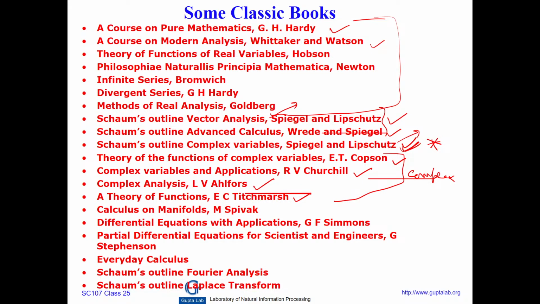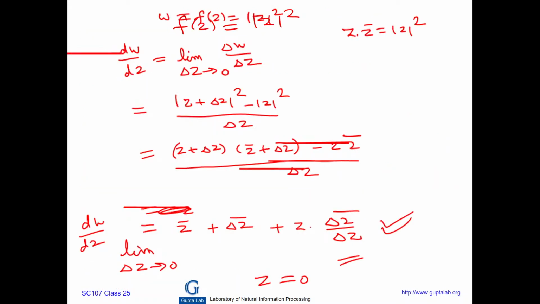As I mentioned, Spiegel's book, Lipschutz's book, and Schaum's Outline of Complex Variables is a very, very good book with a lot of examples. If you can find this book, you can still look at it for complex variables.